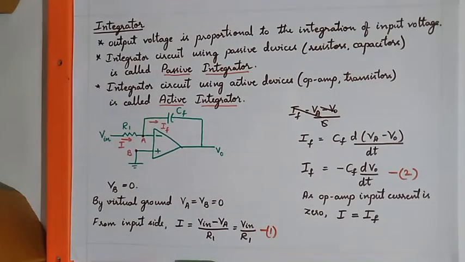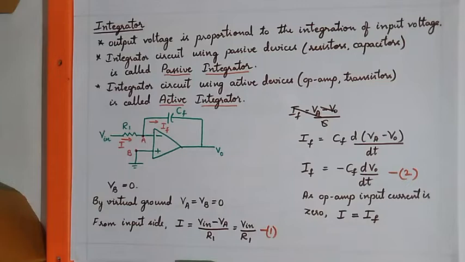So let's start with the integrator. An integrator is a circuit whose output voltage is proportional to the integration of the input voltage. So the output is the integration of the input signal applied. An integrator circuit can be constructed using passive devices or active devices.